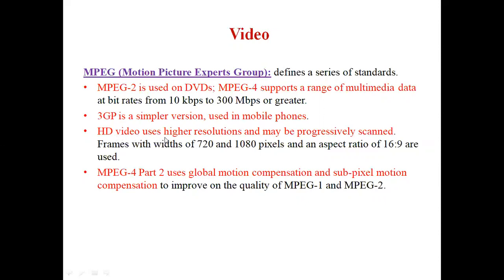HD videos use higher resolution and may be progressively scanned. Frames with width of 720 and 180 pixels and an aspect ratio of 16:9 are used. MPEG-4 Part 2 uses global motion compensation and sub-pixel motion compensation to improve on the quality of MPEG-1 and MPEG-2.